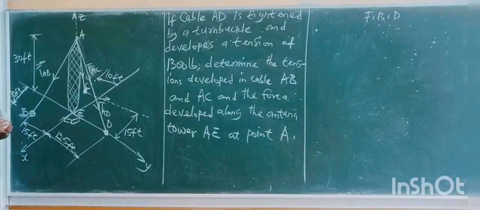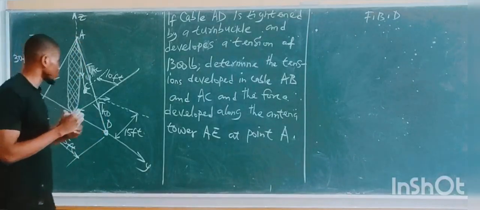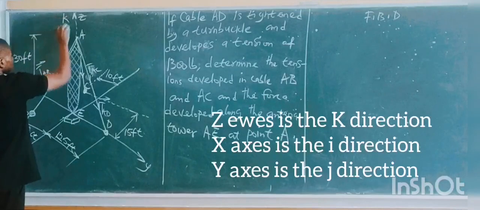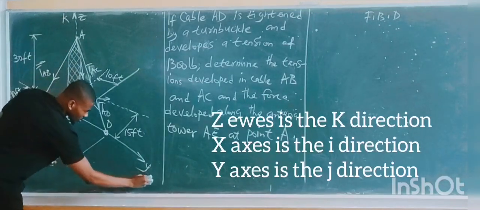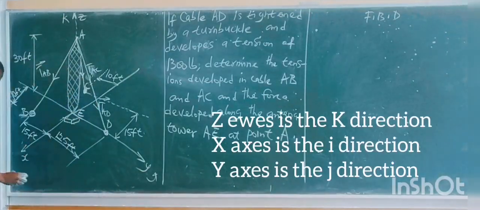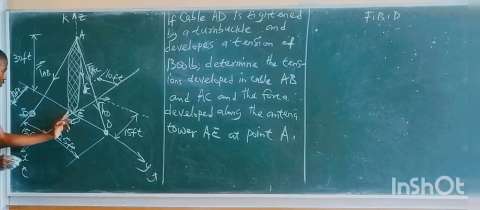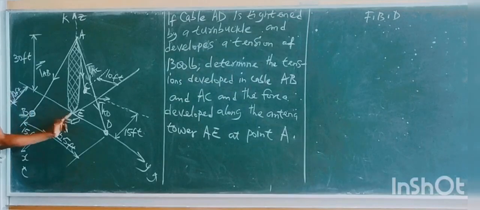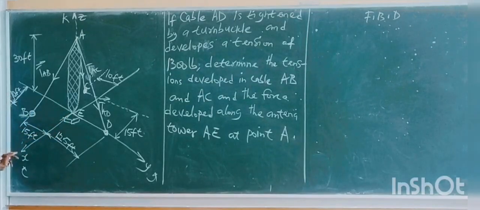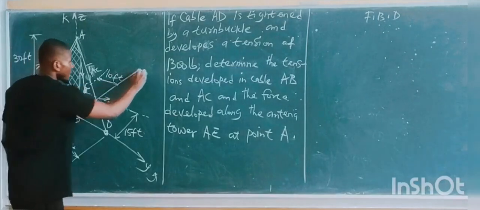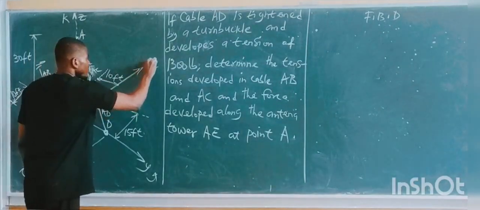Now the first thing to do is to pick out the positions. Remember, my z direction is my k, my y direction is my j, and my x direction is my i. This is the positive direction from the origin. If any force component moves towards this direction, it is the positive direction of x, so that's positive i. But if the force component moves backward, it is going to be negative i.